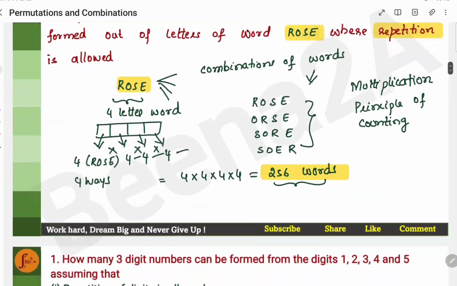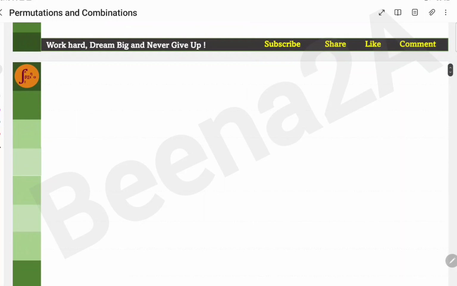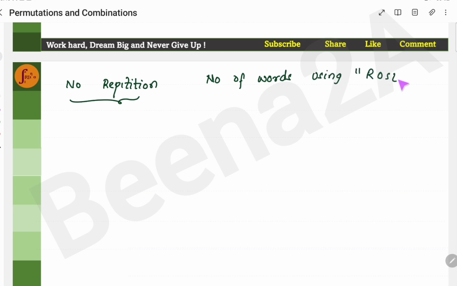Now, if I modify the example and say repetition is not allowed, now if I say no repetition, right? How many words can I form? Number of words using ROSE without repetition.